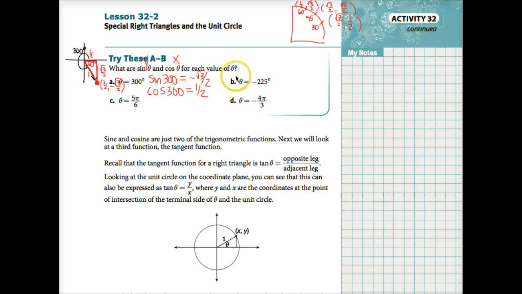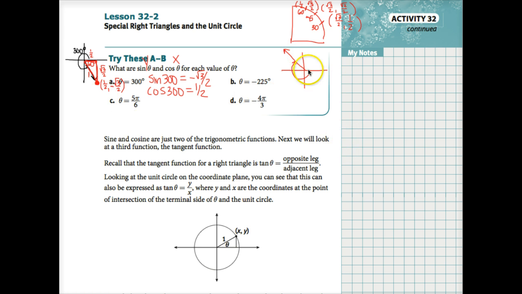All right, let's try another here. My theta is negative 225. So again, my first job is going to be to sketch it. Negative angles go the opposite direction. So negative 225 is 180 plus an additional 45 more. So this is where it lands.